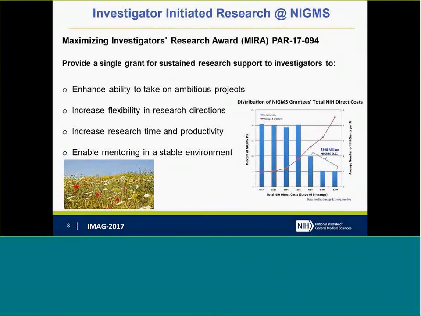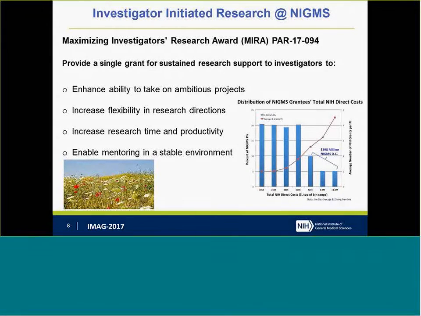In NIGMS, we have a new program, Maximizing Investigators' Research Award, the MIRA Award. This is a very different idea from your typical R01 type of grant. It's one single R35 grant for slightly more money than your typical R01 that will sustain your lab for a 5-year period of time. In this application, you don't write specific aims. You write your vision for what your research lab will accomplish within our NIGMS mission. So there's more flexibility. You don't have to adhere to specific aims. You're doing research that you feel is appropriate and is within our mission. We feel that this will give you a little bit more flexibility and a little bit more time because it's a 5-year time frame.